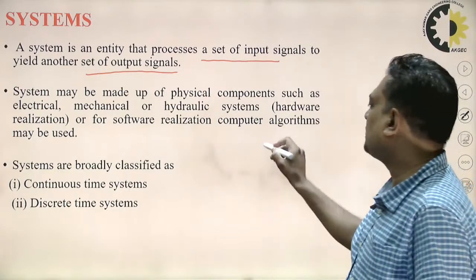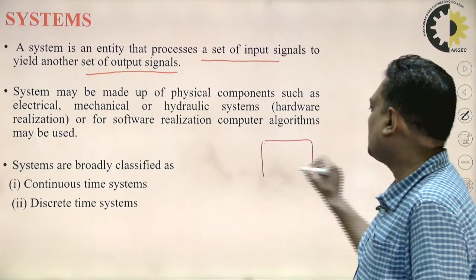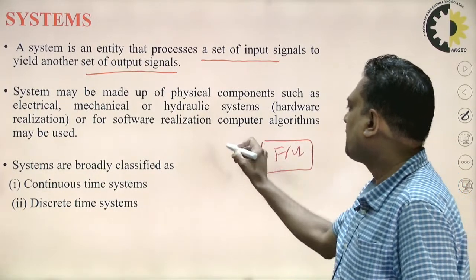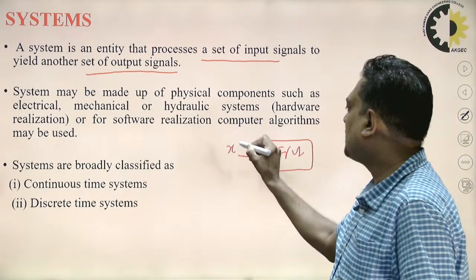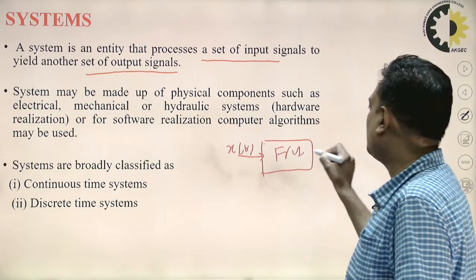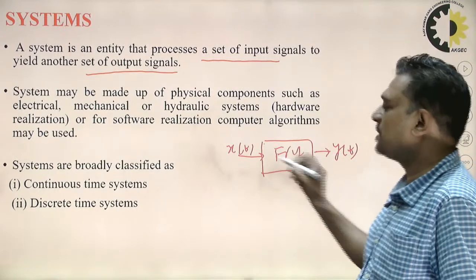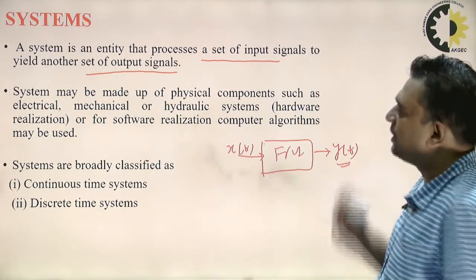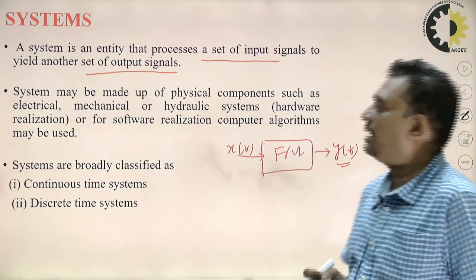You can take the example of a system as a filter. You have a filter and you pass a signal, let's say x(t), to it, and you get the output y(t). The output y(t) that you obtain after passing the signal x(t) through the filter is basically the processed signal.